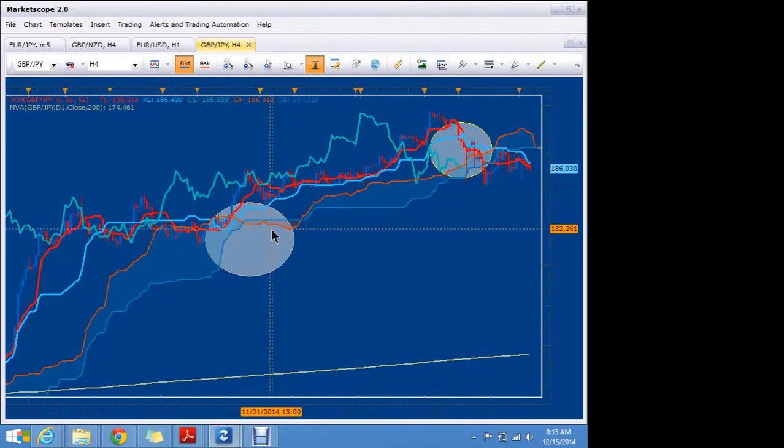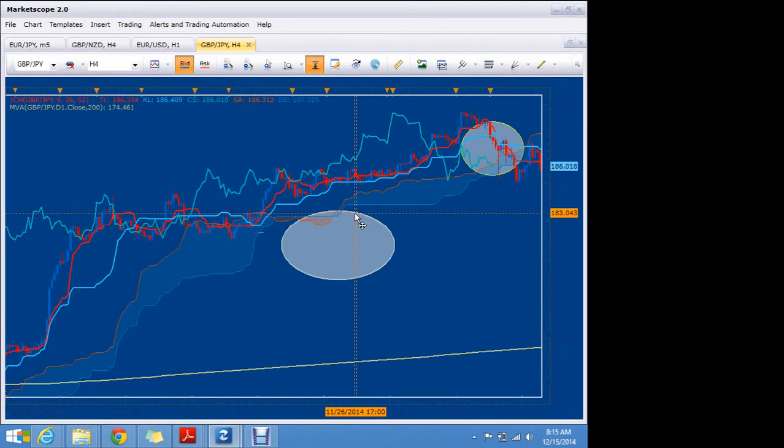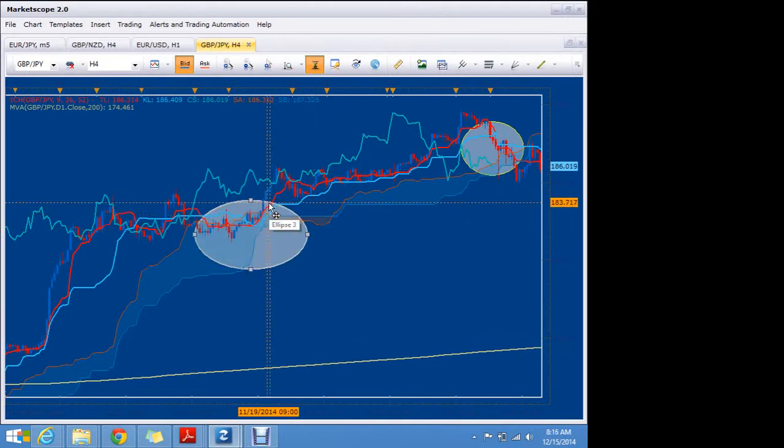Now the next one is a medium strength signal. We call it medium because the cross happened inside of the cloud. If I move the cursor away a bit, you're going to see it clearer. See, this is where the cross happened, inside of the cloud. So it's called a medium strength cross. And for Ichimoku traders, we look for either strong crosses or medium strength crosses.